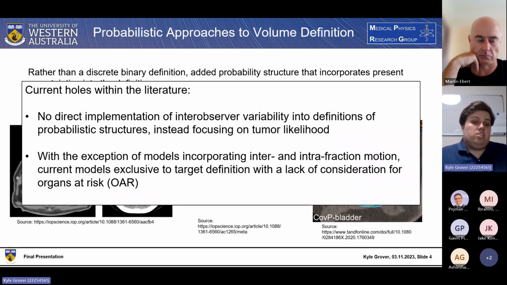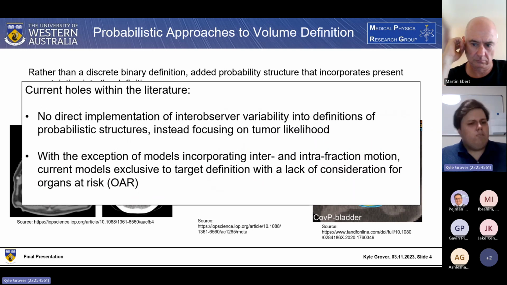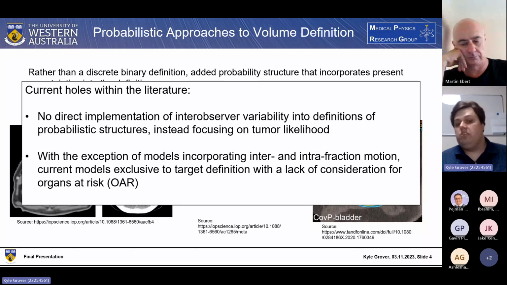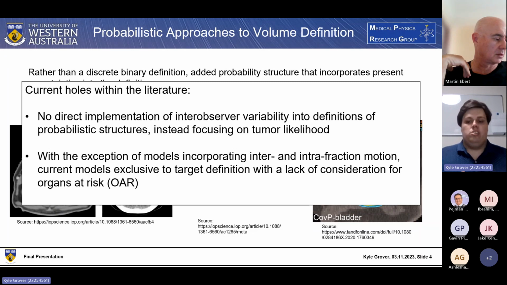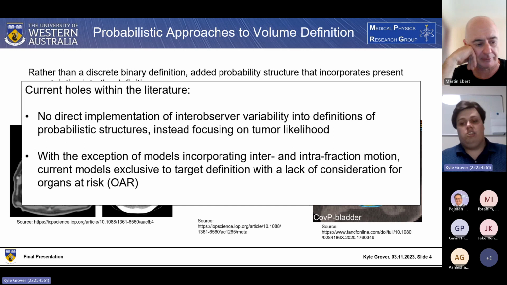Within the literature currently put out on this topic, there are a few holes. One of the major ones is that there's currently no direct implementation of the interobserver variability into the definitions of probabilistic structure. A lot of the focus has been around tumor likelihood and models regarding that. In addition, with the exception of models that incorporate inter and intrafractional motion, the current models are exclusive to target definition and lack any real consideration of organs at risk.